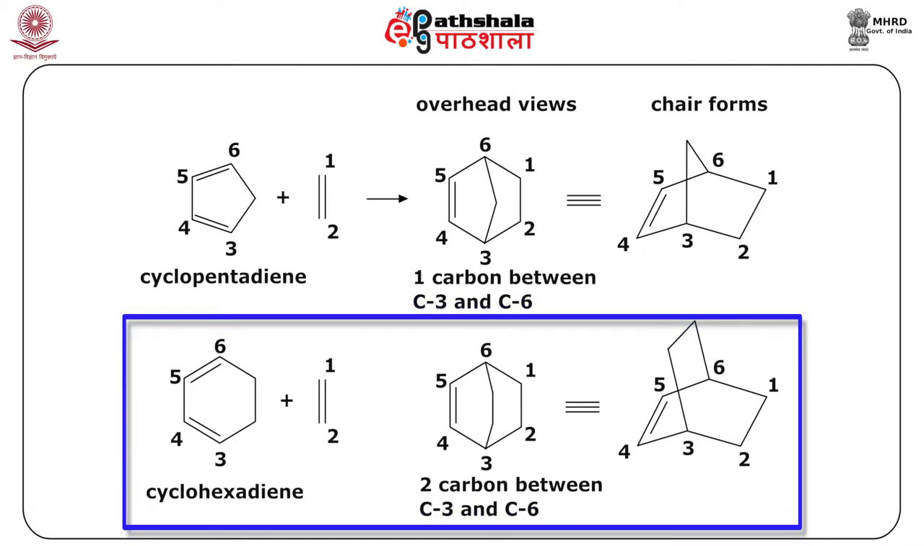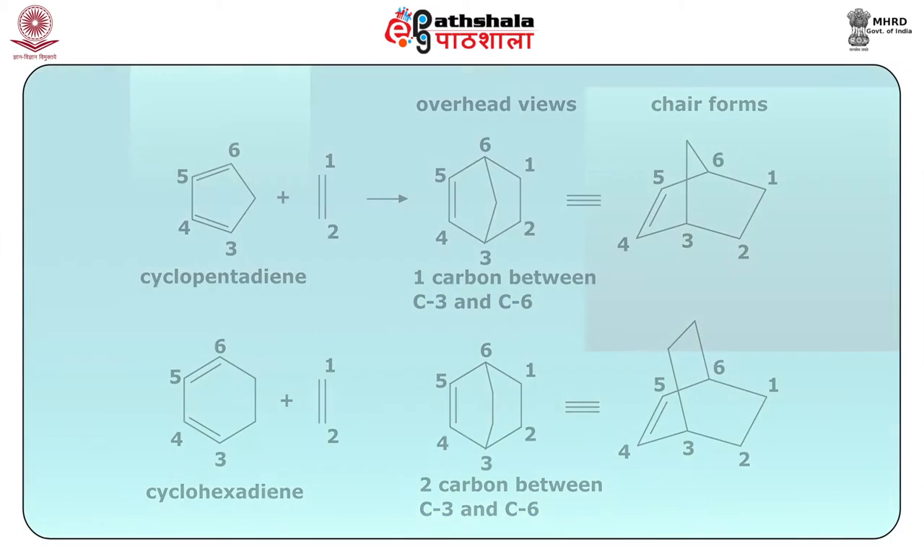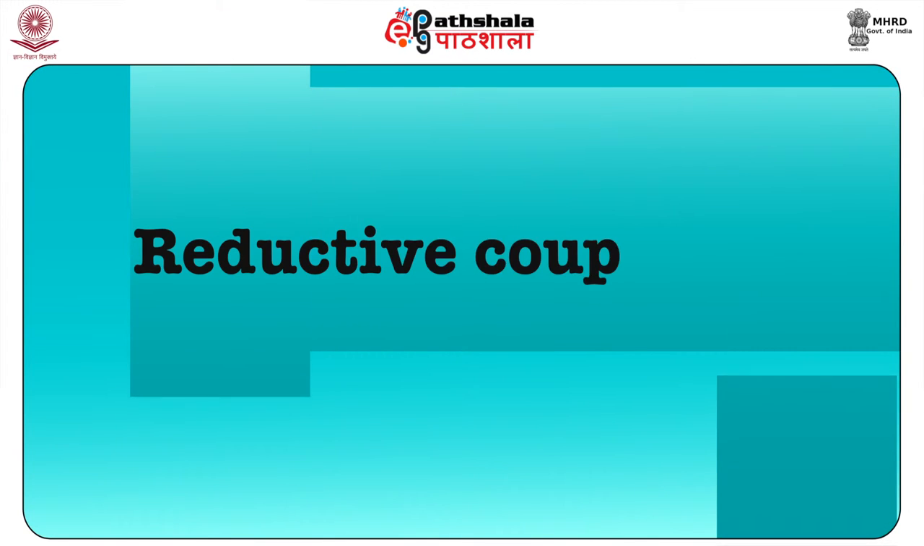Cyclohexadiene also reacts with ethene, leading to the formation of a bridgehead compound with the two carbon atoms at the two bridgehead positions. Reductive coupling. The synthesis of bridge rings by reductive coupling had been carried out by Corey et al. They had reported a titanium-based reagent for the intramolecular pinacolic coupling of ketones and aldehydes.